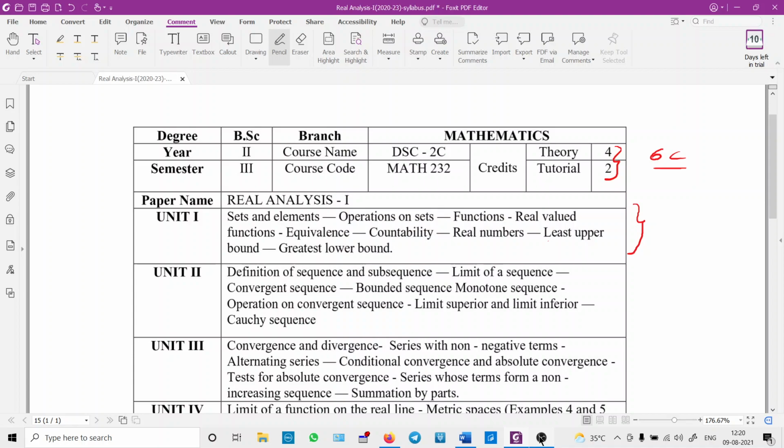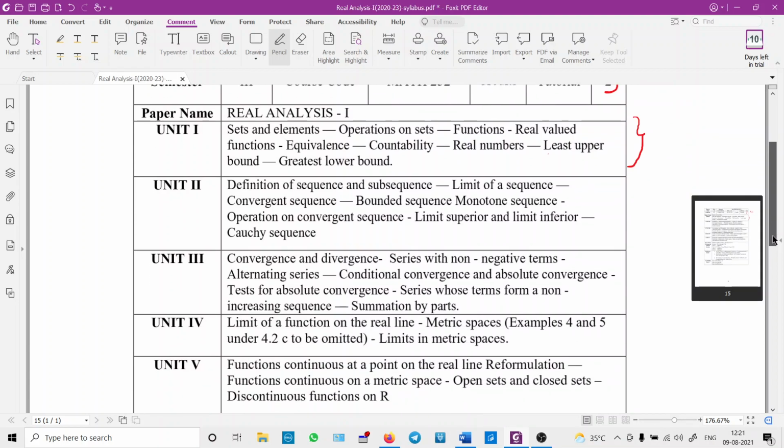This first unit is the basics we are going to learn, and throughout this subject, Real Analysis 1 as well as Real Analysis 2, we will be using all the concepts from unit 1. So we cannot skip unit 1 and read unit 2. There must be a continuous flow in the study. So unit 1 you have to complete, then go to unit 2, then unit 3, unit 4 and unit 5. You can't skip any unit and learn the other.